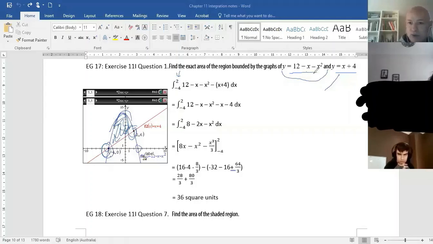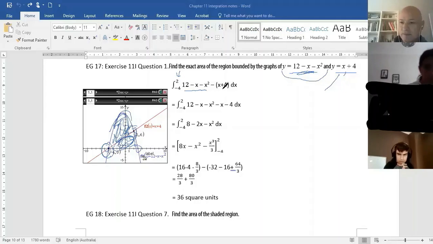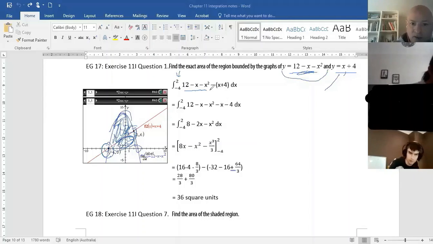Because the parabola is on top, I've written that first, 12 minus x squared. And I'm going to take away, because remember that finds that whole area, and I'm going to take this area away. So I've taken away the straight line of x plus 4. Any questions there? Okay, of course you've got to help yourselves out here. I've taken away, so I've got minus x minus 4 because I expanded that, and I've simplified, and we got down to 8 minus 2x minus x squared.